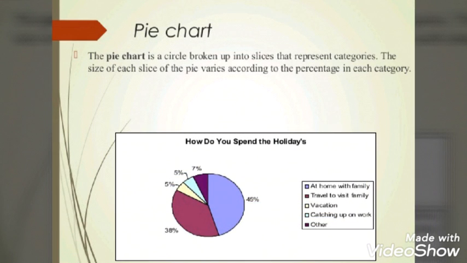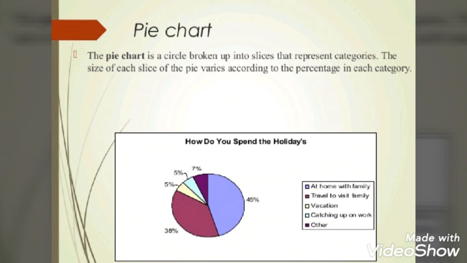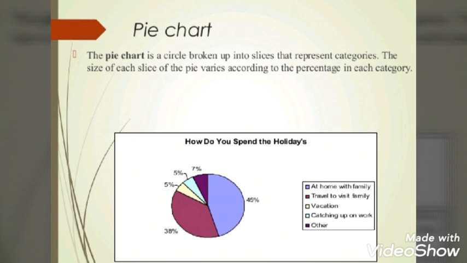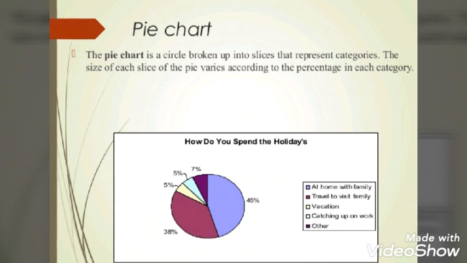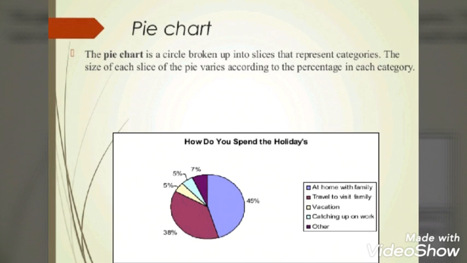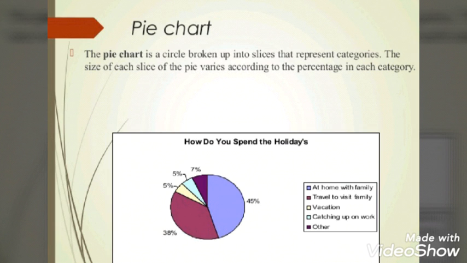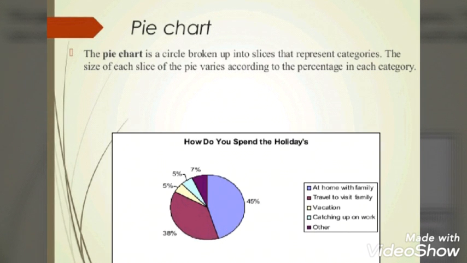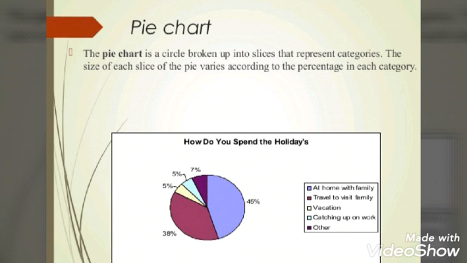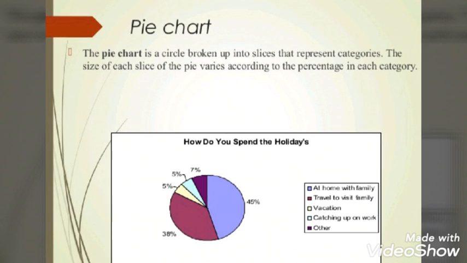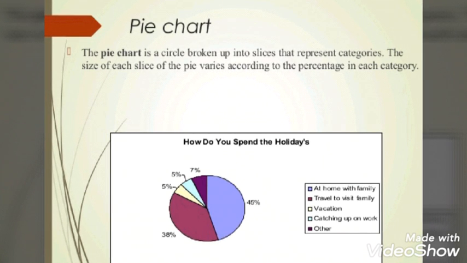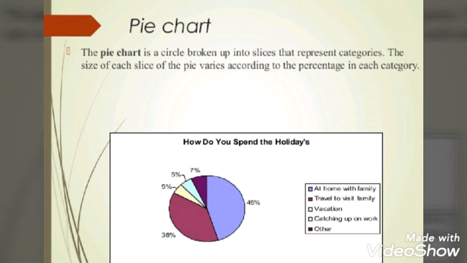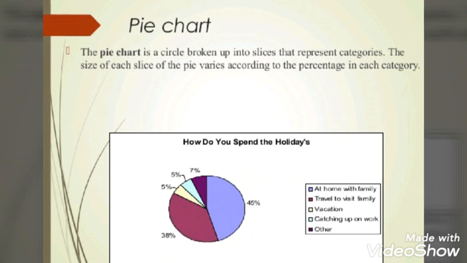Then there is a pie chart. A pie chart is presented in a circular form. The circle contains 360 degrees, or you can say 100%. Out of that, this circle represents the value of your data. The pie chart is a circle broken up into slices that represent categories. The size of each slice of the pie varies according to the percentage in each category. So it mainly gives your whole presentation, the whole outcome, the whole result of your data through this pie chart. You can summarize your data on one paper with the help of the pie chart.